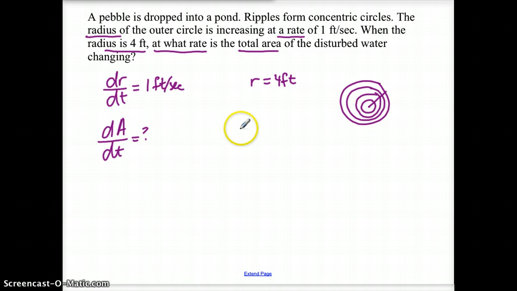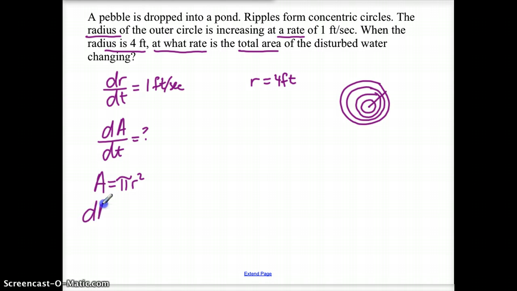So now we need a formula that has an r in it and an A in it. Anyone know a formula based on a circle that might have an area and a radius? If you don't know it, you can look it up. But the area of a circle is pi r squared. So you're going to have to find some formula based on the situation. We know we're working with a circle, radius, and area, so use that.